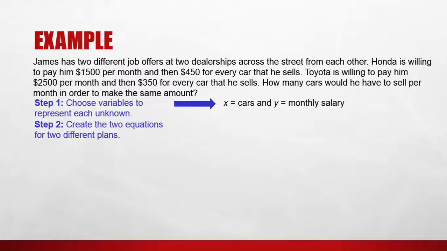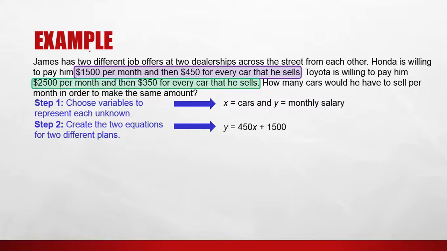Second step, create two equations for the two different plans. We have plan Honda, which starts off at $1,500, and that is your y-intercept, because right off the bat, your starting point is automatically $1,500, and then your slope is $450.